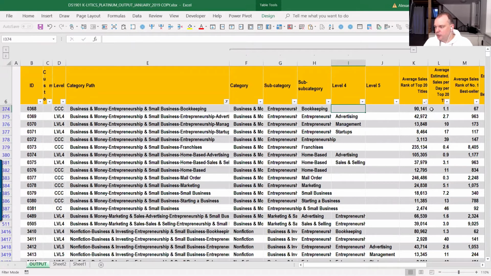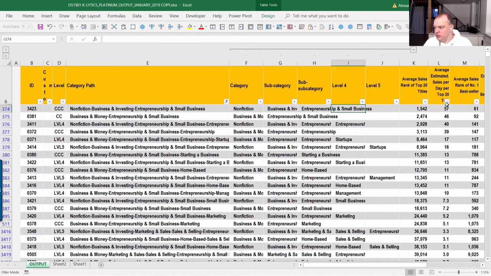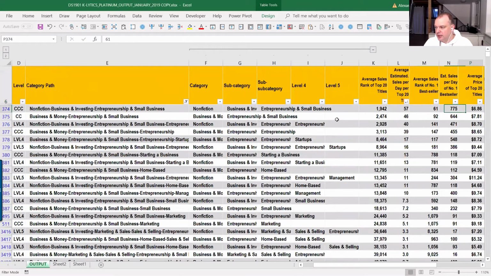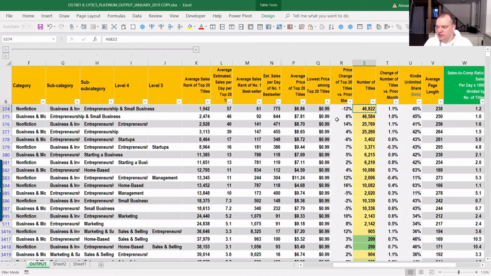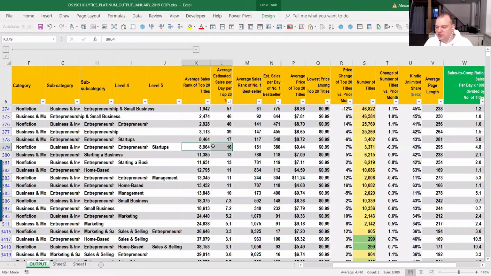So let's see what would be the highest selling categories in that one. Entrepreneurship, small business, it is a big theme, right? However, there are 46,000 titles in it. Wow. So you have to niche it down. As I just said, if you are a specialist in startups here, sales are already not so high, but there have been only 3,000 titles in the category.